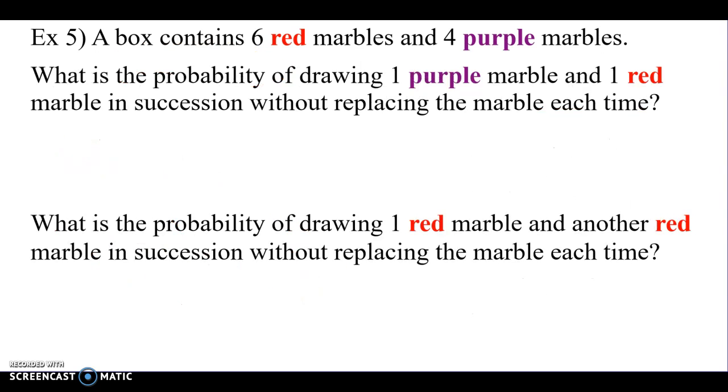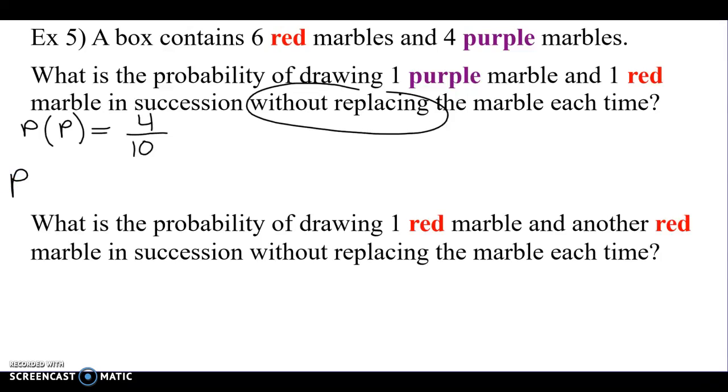Okay, next. A box contains 6 red marbles and 4 purple marbles. What is the probability of drawing 1 purple marble and then 1 red marble in succession without replacing? So you're going to keep the first marble out of the box. Okay, so let's start off. What is the probability that the first one is purple? 4 out of 10. Good. So we're good with that, right? The probability that it's purple.